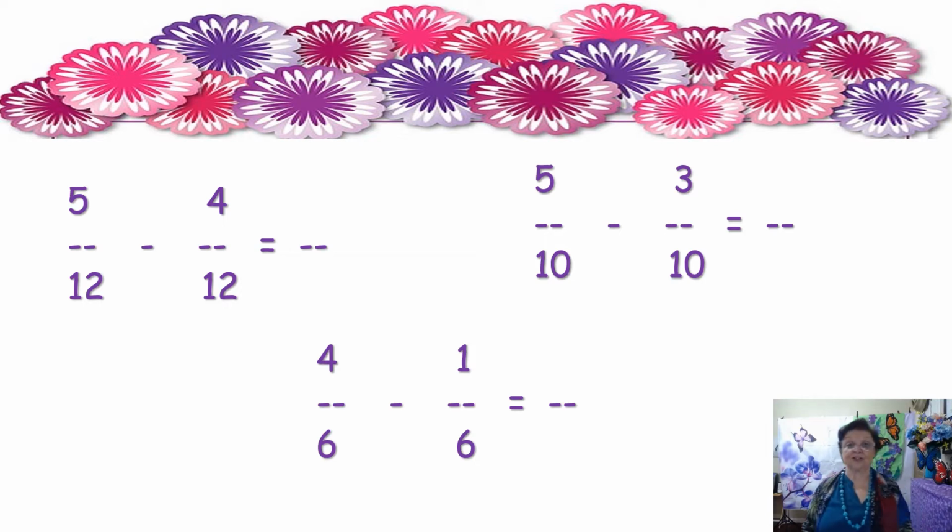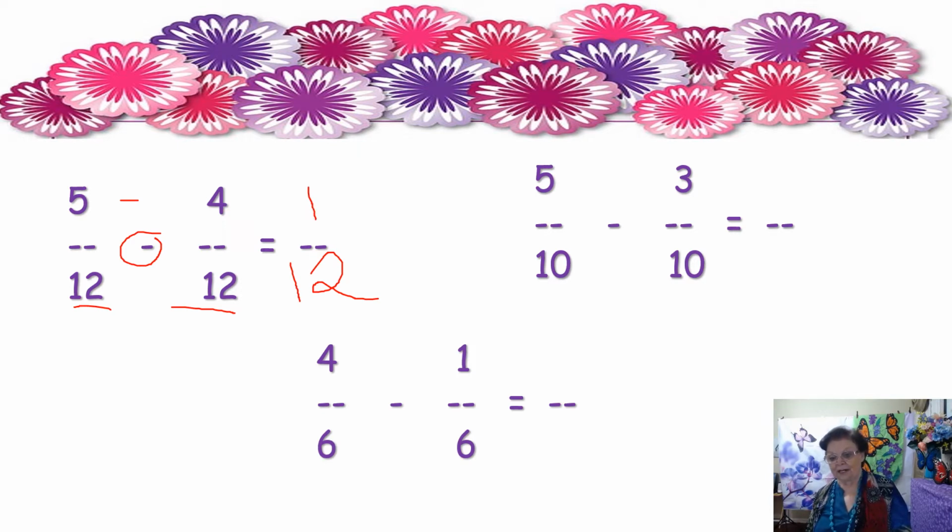These are subtraction with like denominators. You do the same thing except you subtract. So we have a 12 and a 12. The denominator is going to be correct, 12. And 5 minus 4 is 1.